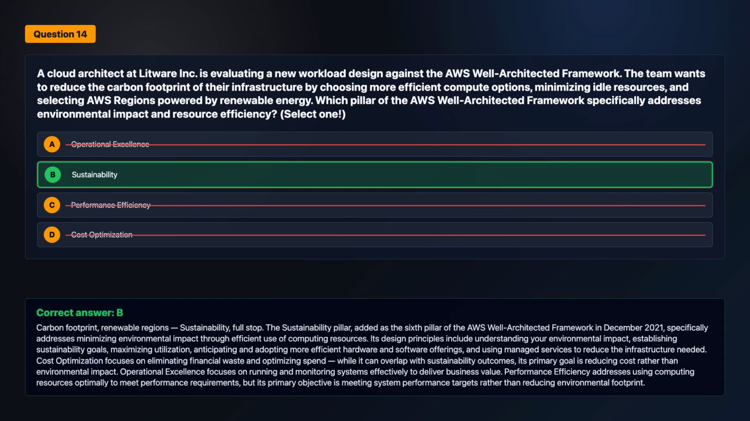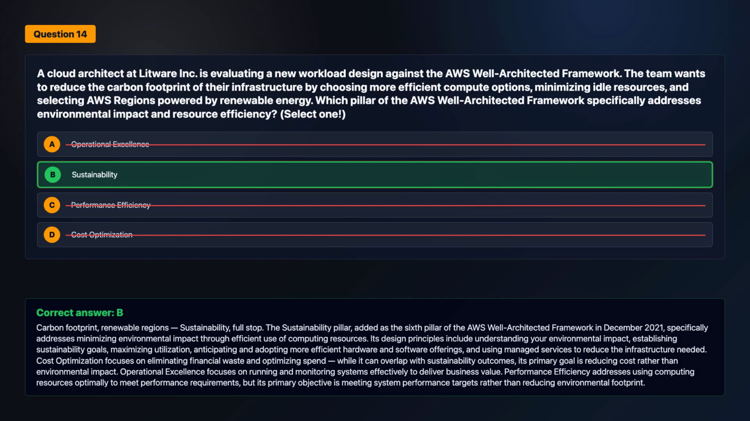The correct answer is option B. Carbon footprint, renewable regions, sustainability, full stop. The sustainability pillar, added as the sixth pillar of the AWS Well-Architected Framework in December 2021, specifically addresses minimizing environmental impact through efficient use of computing resources. Its design principles include understanding your environmental impact, establishing sustainability goals, maximizing utilization, anticipating and adopting more efficient hardware and software offerings, and using managed services to reduce the infrastructure needed.